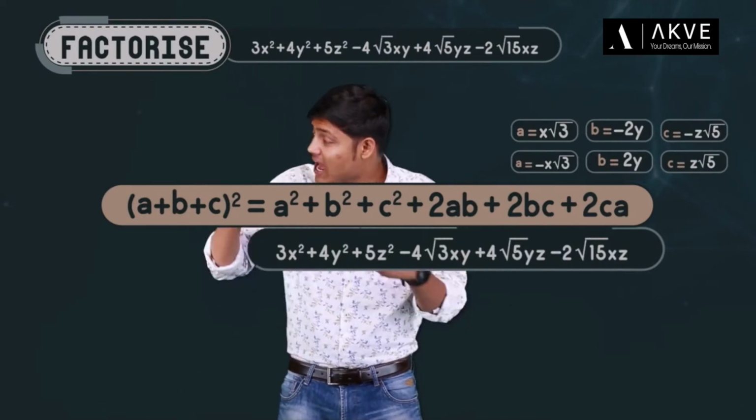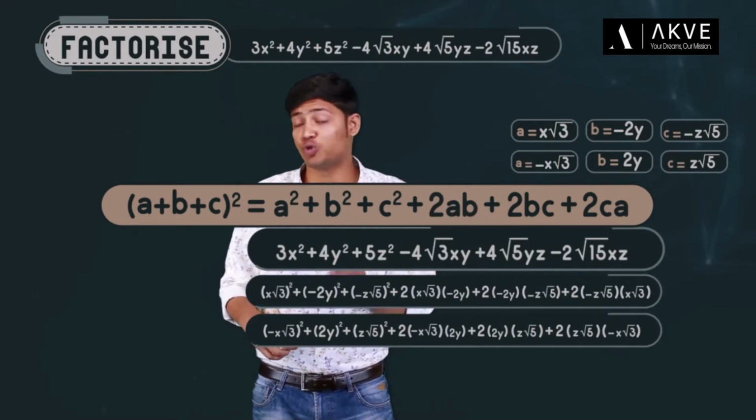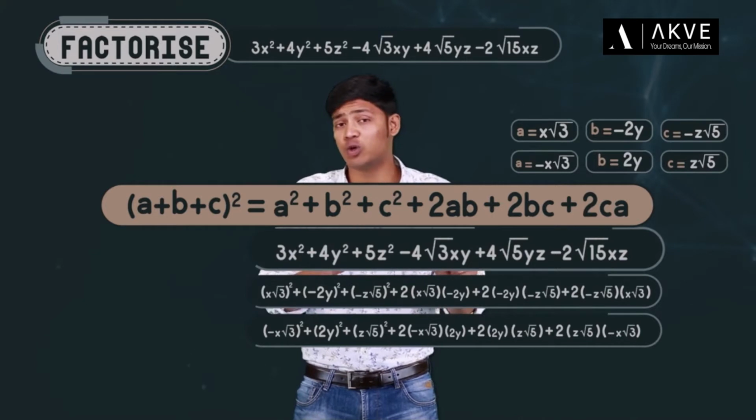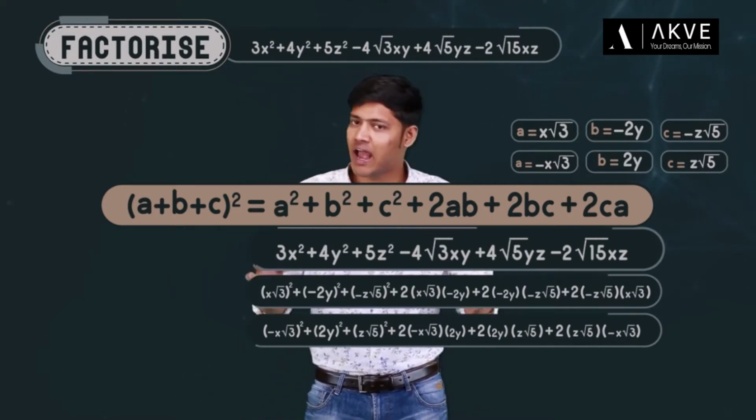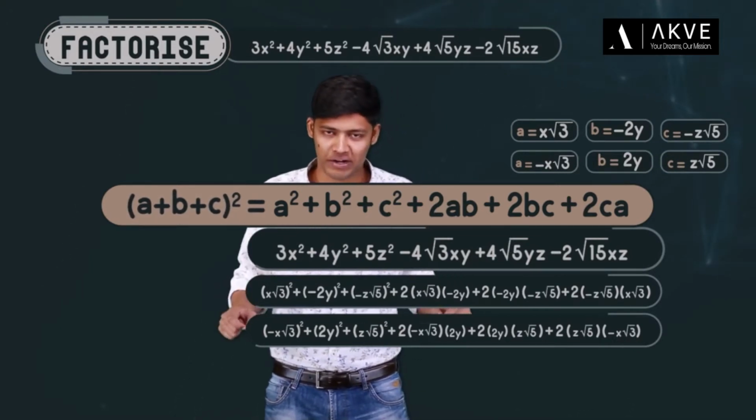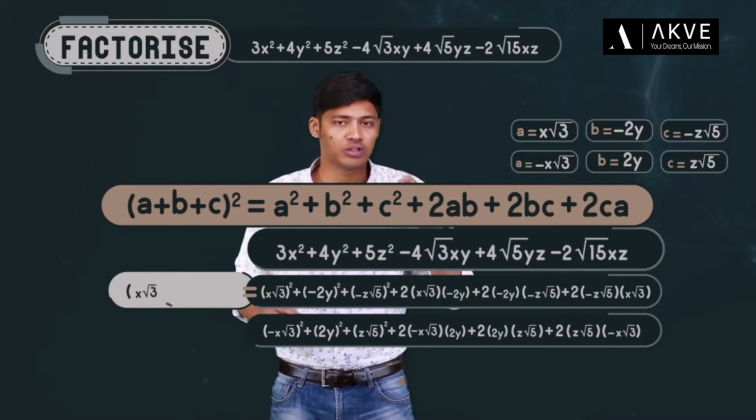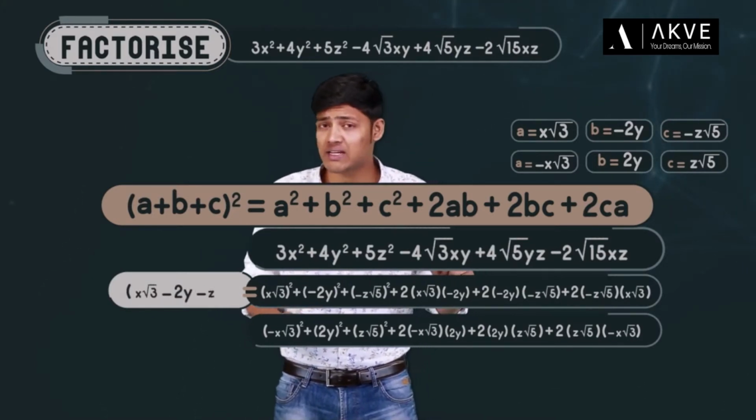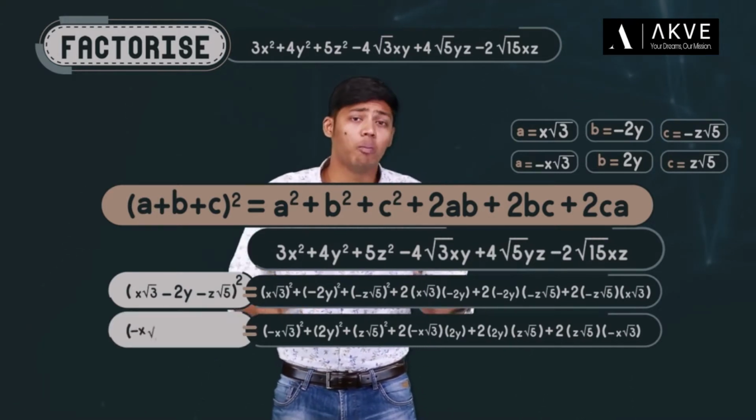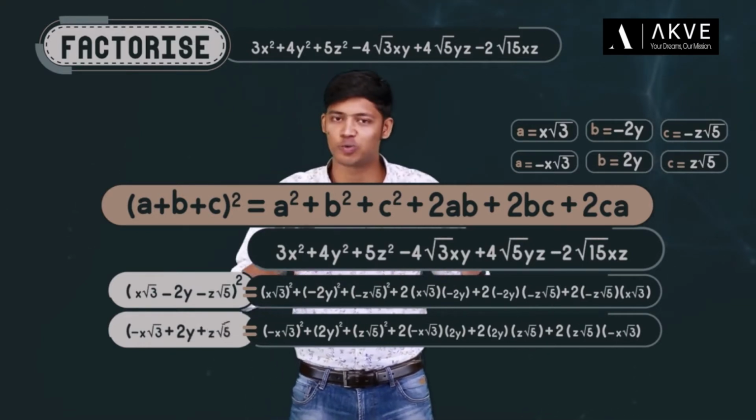Finally, we converted our expression in the form of a squared plus b squared plus c squared plus 2ab plus 2bc plus 2ca with two different sets of values of a, b and c. And we know that this is equal to a plus b plus c whole square. So our expression will be equal to x root 3 minus 2y minus z root 5 whole square. And it will also be equal to minus x root 3 plus 2y plus z root 5 whole square.